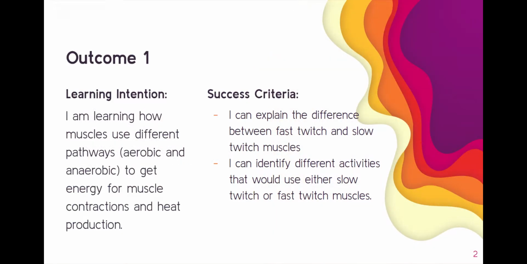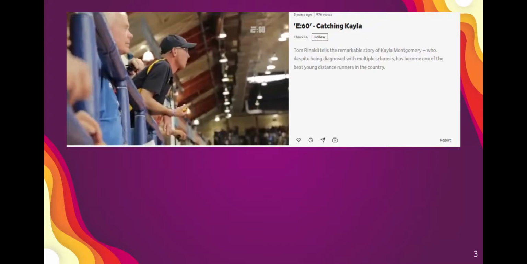Today's learning intention is understanding how muscles use different pathways, much like last day, but this one is now looking at what types of muscles. So fast twitch and slow twitch, and identifying activities that use either or.